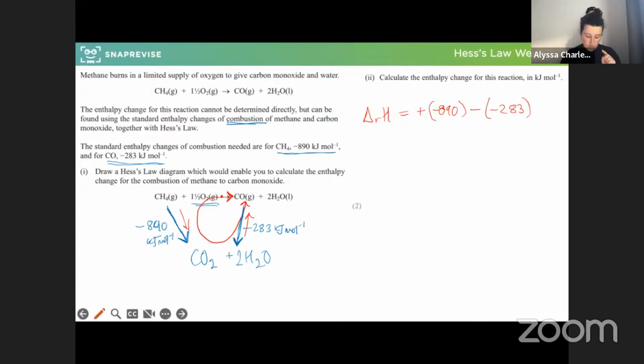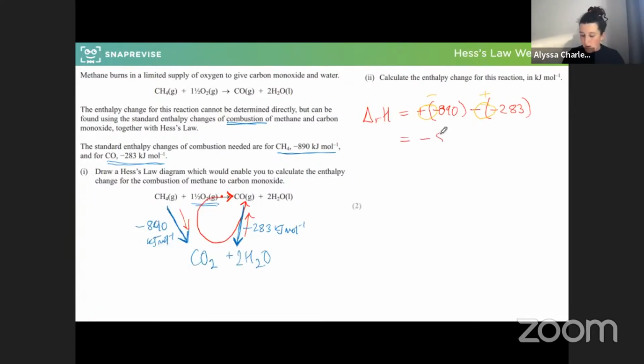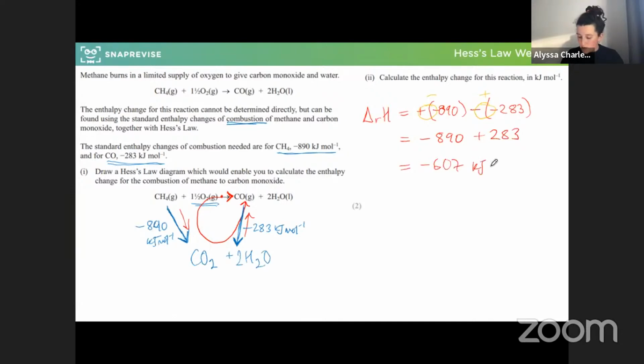Then I can resolve my symbols, normal basic mathematical laws. Plussing a minus is a minus, minusing a minus is a plus, which means if I simplify that equation before I plug it into my calculator, I've got minus 890 plus 283, which means the overall enthalpy change is minus 607, apparently, according to the numbers I've got in front of me. Kilojoules per mole. And that is my final answer.